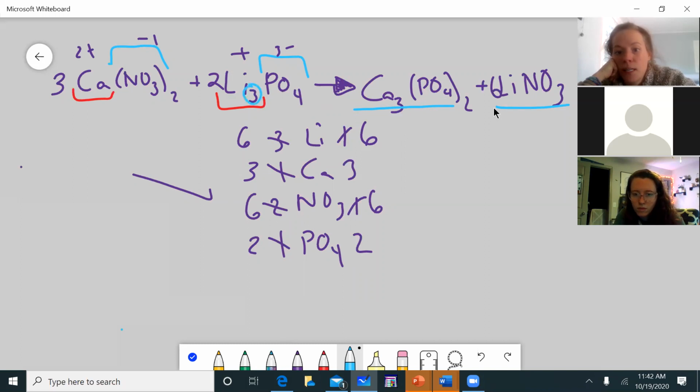Don't say, oh, well, there's 3 here, so I need to put a 3 there. No, lithium and nitrate will only come together in a 1-to-1. Do I have any questions on that? Okay, move on.